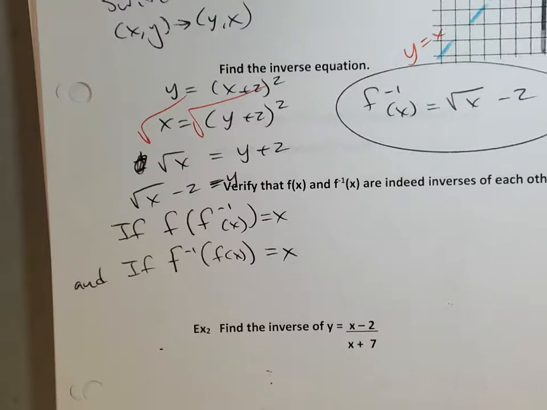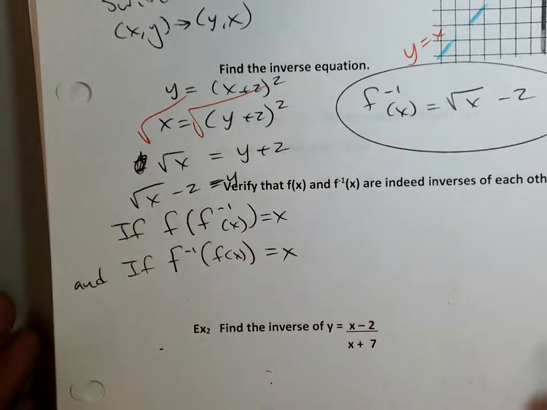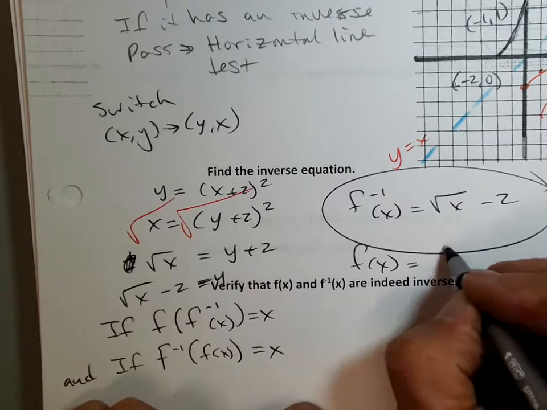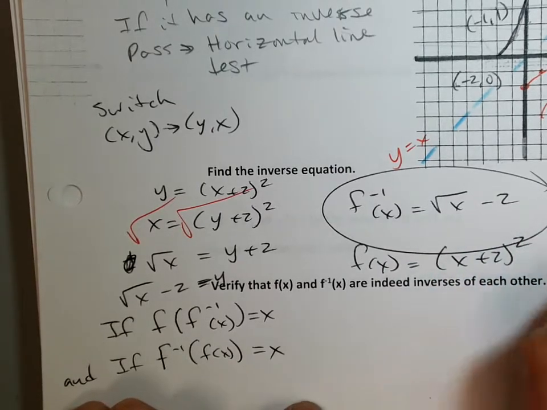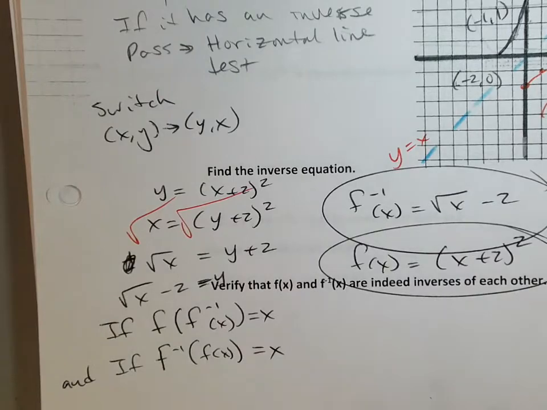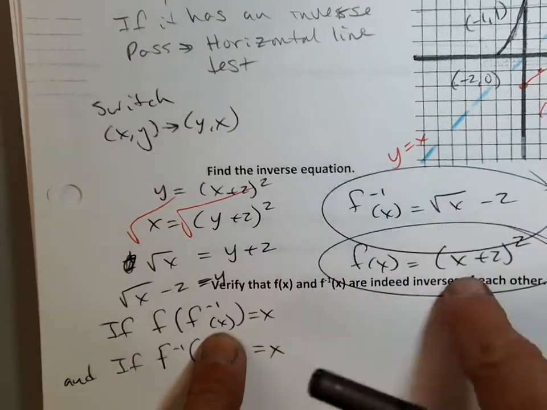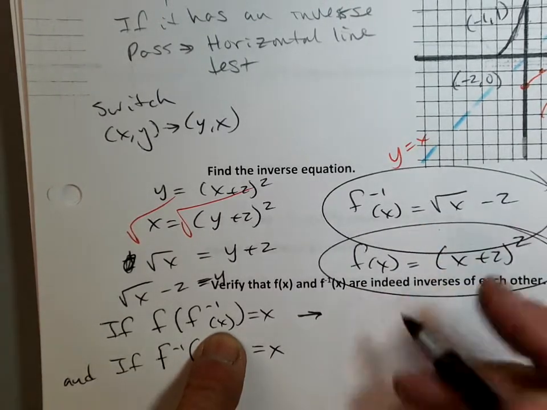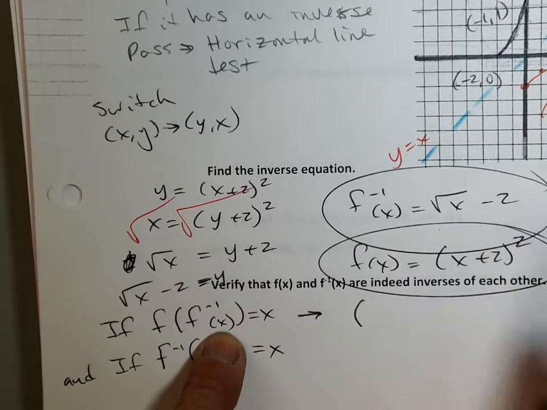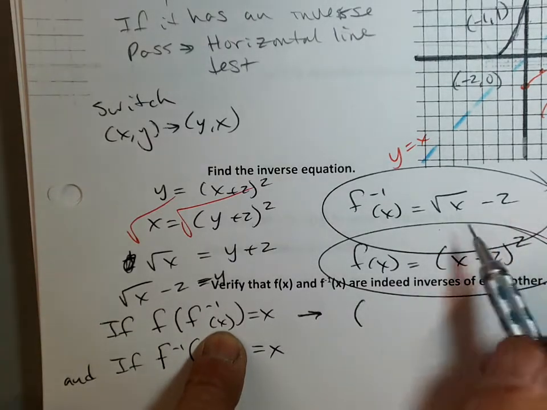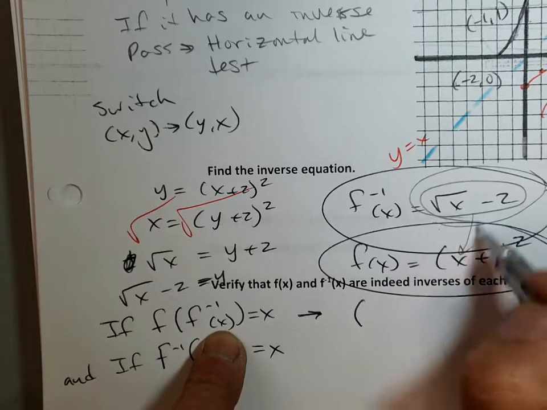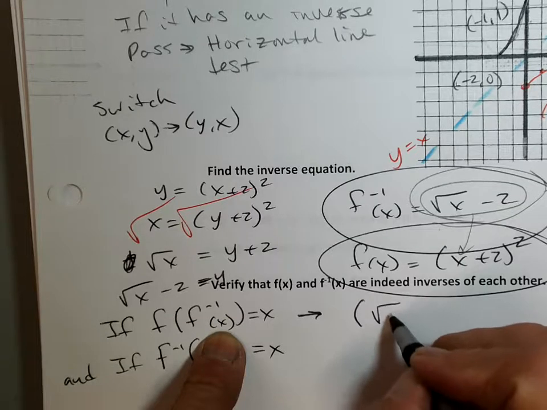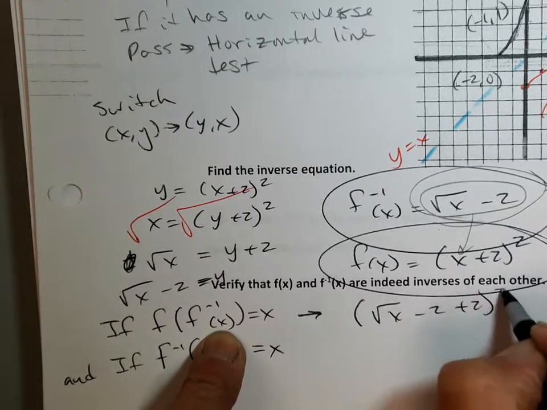So what does that mean? Well, let's take my 2 functions. Here's my f of x is equal to (x plus 2) squared. Let's plug the inverse into f first. So the inverse is going in here, so I'm going to have parentheses, and I'm going to take all of this and plug that in for x. I'm going to write this as (square root of x minus 2 plus 2) squared.